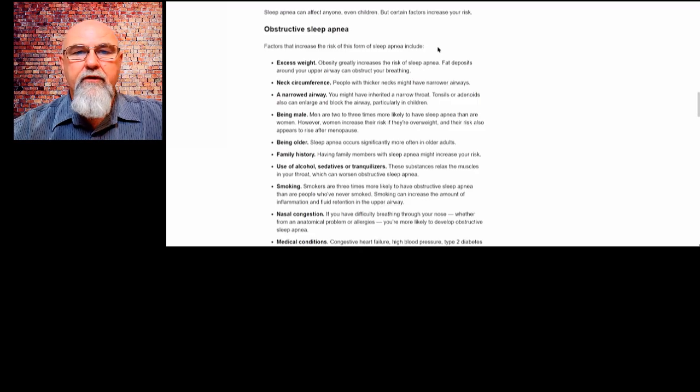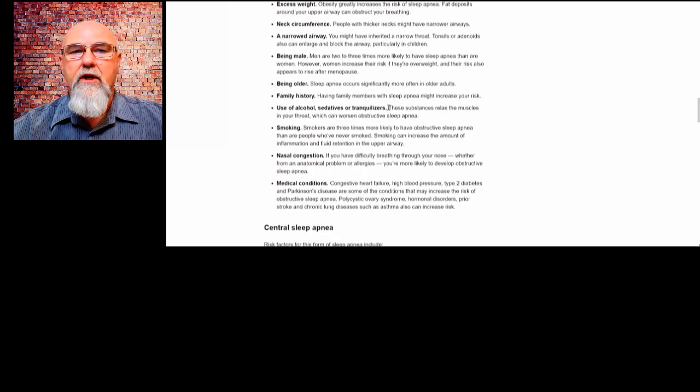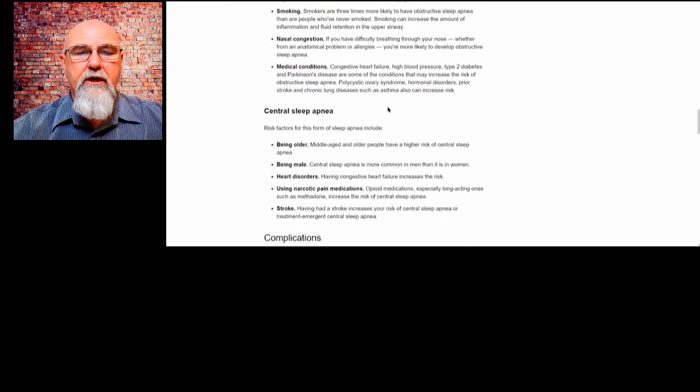We could see some of the risk levels for it. If you have excess weight, if you're obese, that tends to be an issue. If you have a neck circumference that's large like mine, that tends to be an issue. A narrow airway, being male, being older, family history, use of alcohol, smoking, nasal congestion, medical conditions. So those are kind of the main causes, or at least relationships, to sleep apnea. And for central, it's going to be being older, being male, heart disorders, medications again, and stroke.